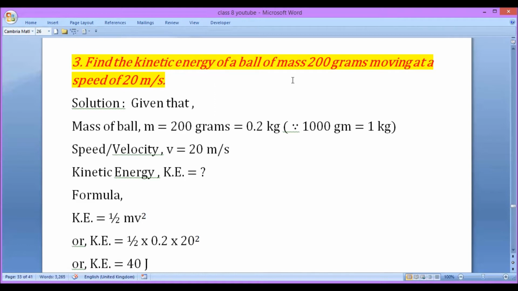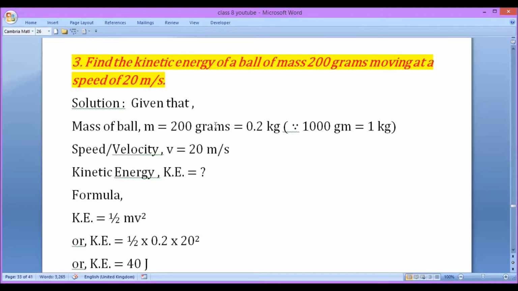Okay, first, given here: find the kinetic energy of a ball of 200 gram, moving at the speed or velocity of 20 meter per second. Given that mass of the ball is 200 gram.